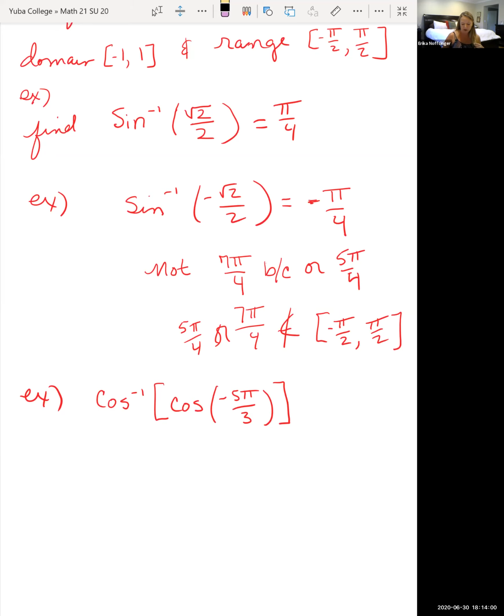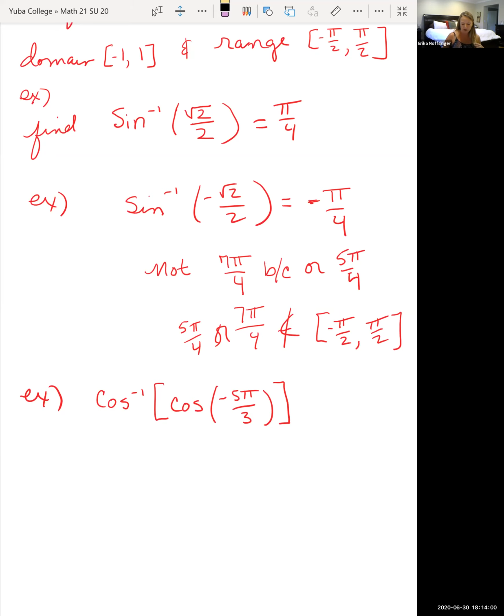So first thing that you want to look at is the inside. Cosine of negative 5 pi thirds. Well, let's just think about cosine of negative 5 pi thirds for a second. So some of you on the exam, and I'm still not done, I got 4 more exams graded yesterday, but some of you on the exam, you were just giving me answers for some of these and you were wrong, and I couldn't give you partial credit because you didn't show work.